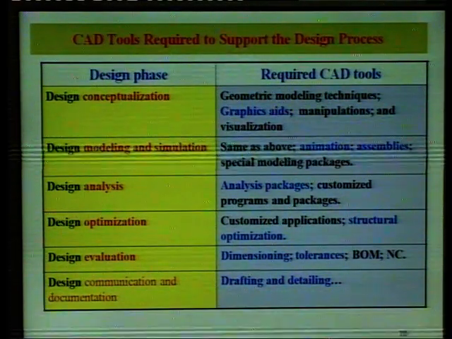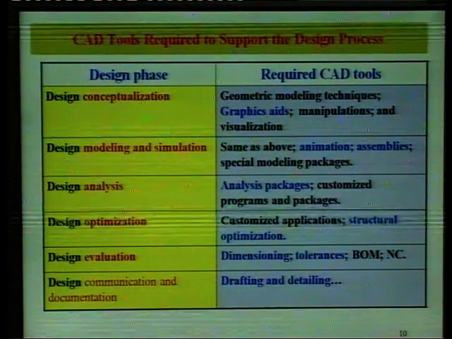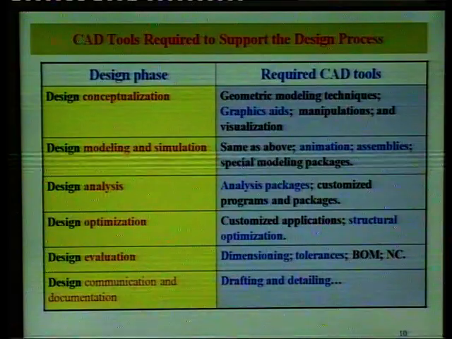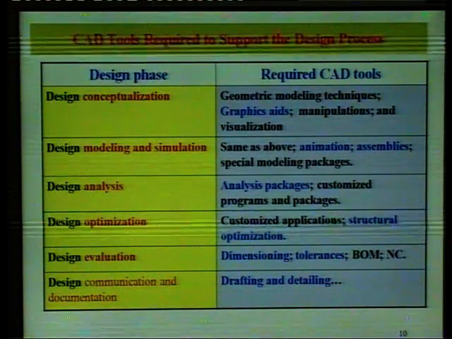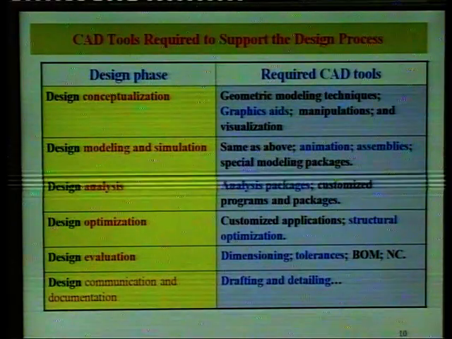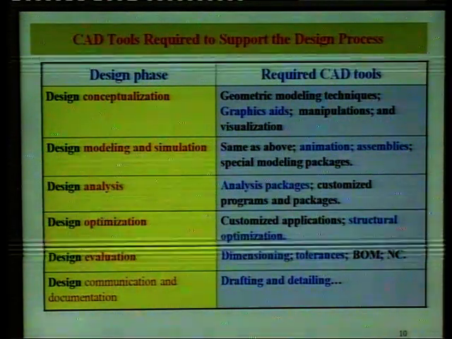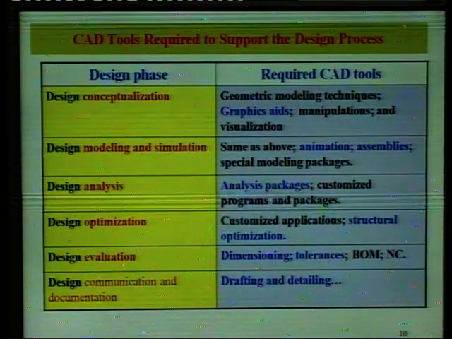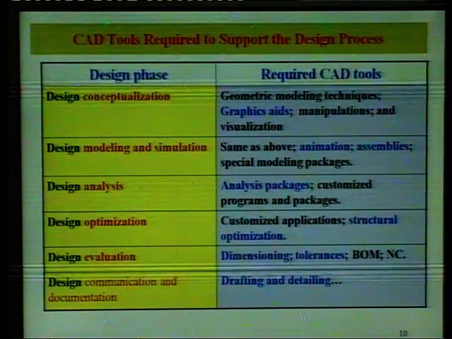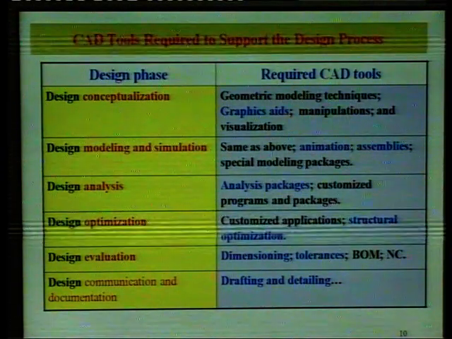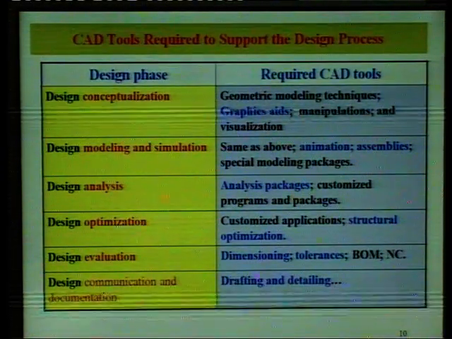Next stage of design phase is design optimization. For this, the tools required are customized applications and structural optimization. For example, design evaluation, for this we require dimensioning, tolerancing, BOM, NC, and the last design phase is design communication and documentation. For this we require CAD tools for drafting and detailing.